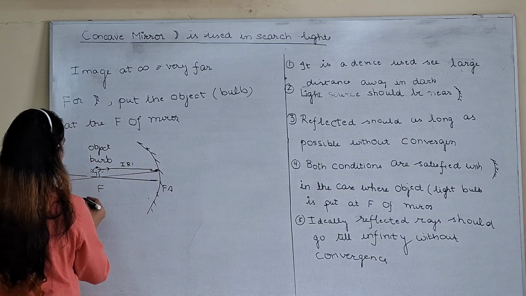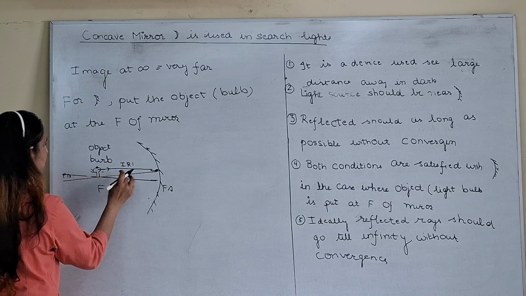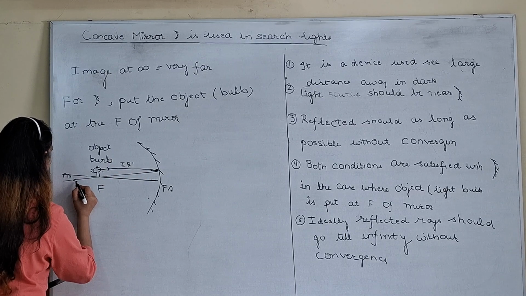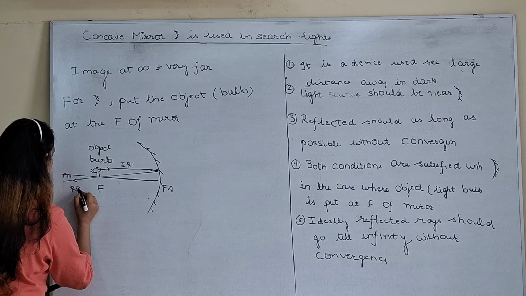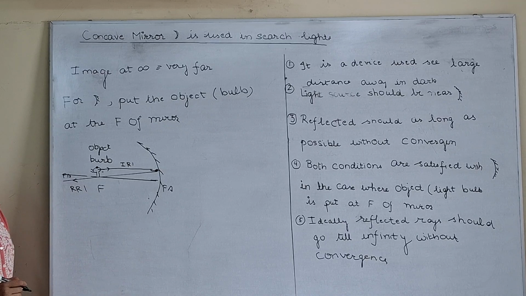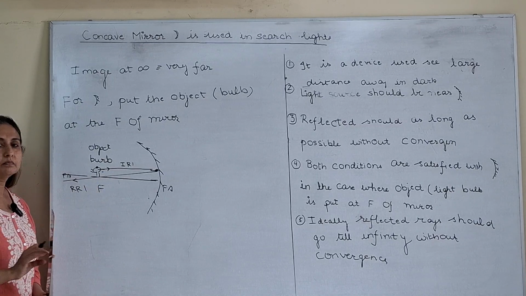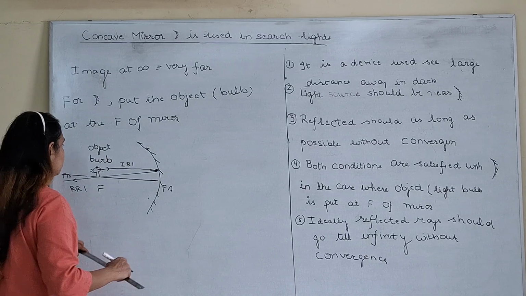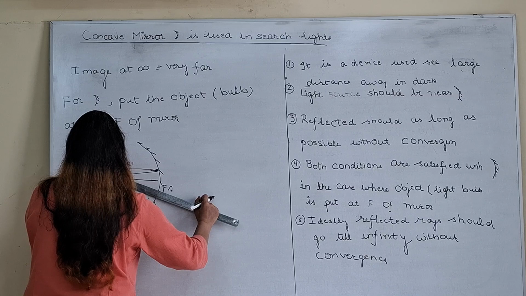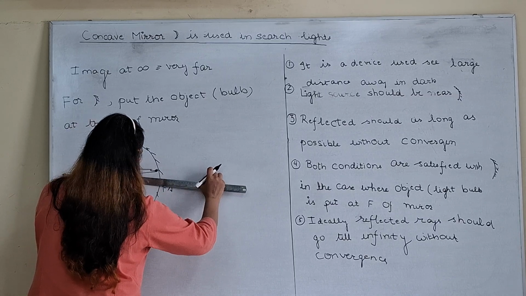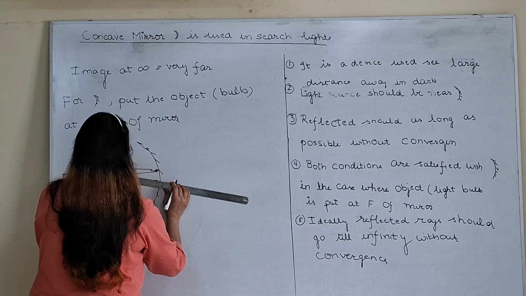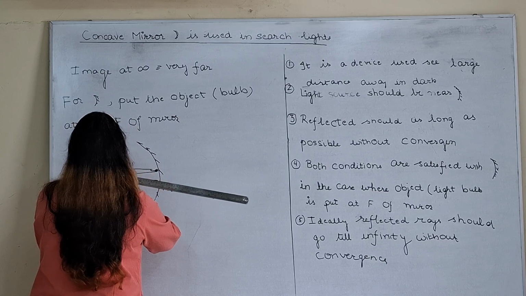Okay, this is the principal axis. This is the incident ray 1, and this one is reflected ray 1. I hope this is clear. Then we need one more ray. Why? Because for image formation we need at least two rays. So maybe we can put the light on pole. From the same point, we show a light.